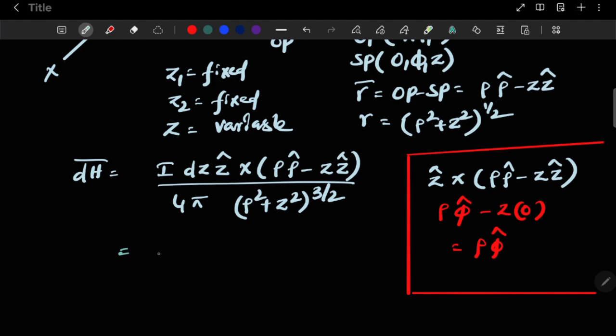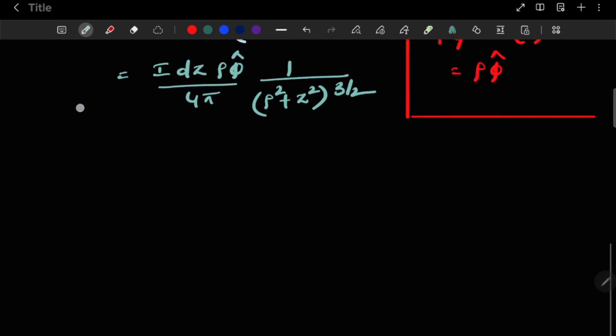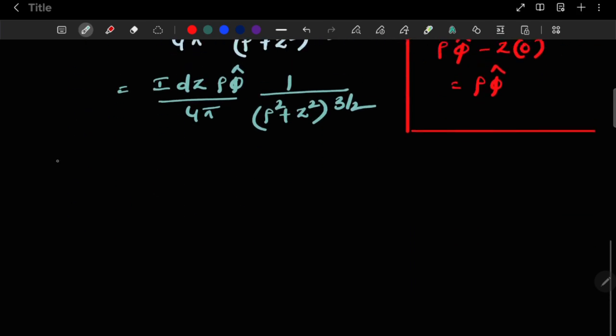So it is equal to I dz, which is already available, and from z cap onwards I got rho into phi cap by 4 pi, and in the denominator we have rho square plus z square power 3 by 2. Then to get the overall magnetic field intensity, we have to perform the integration with respect to z. I is constant, we are dealing with DC currents only because we are working with magnetostatics.